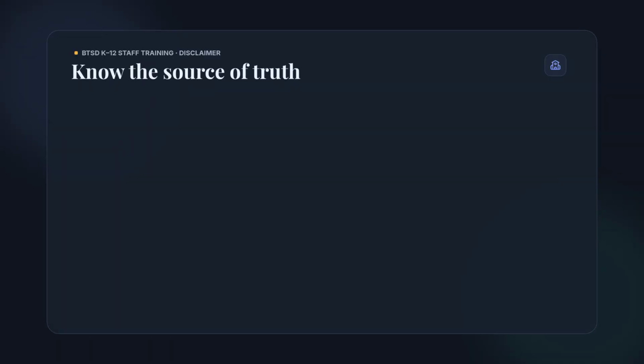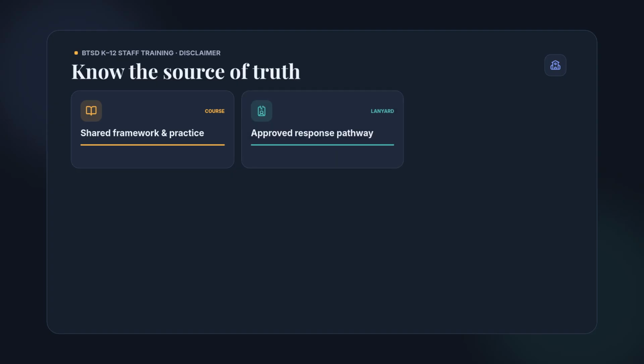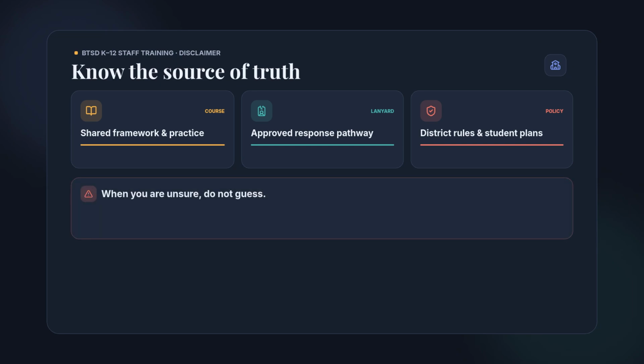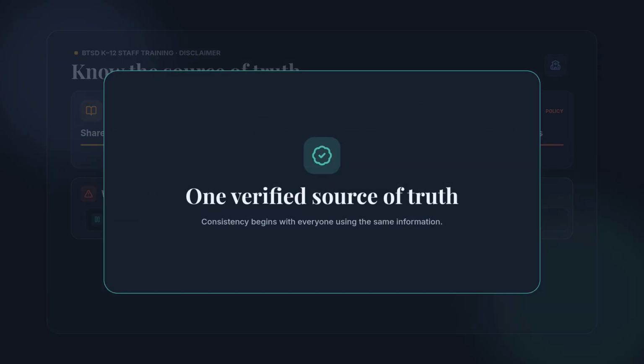As you begin your role-specific course, remember the relationship among the pieces. The course teaches the shared framework and gives you opportunities to practice. The lanyard provides your district's approved response pathway in a concise form. District policy, student plans, and emergency procedures govern what you do. When you are unsure, do not guess. Pause when safety allows, check the approved card or procedure, and contact the appropriate district lead. Consistency begins with everyone using the same verified source of truth.